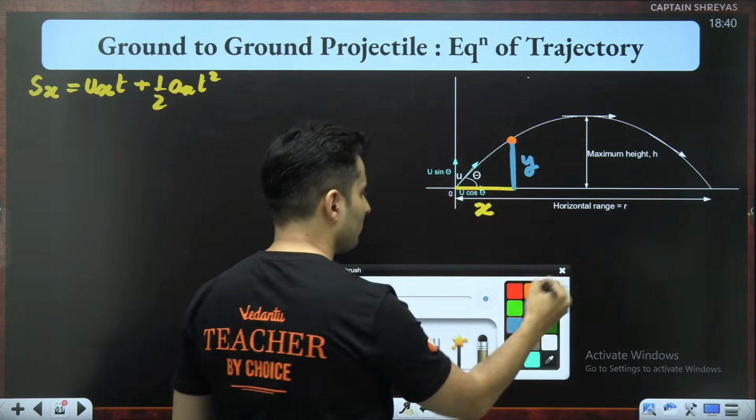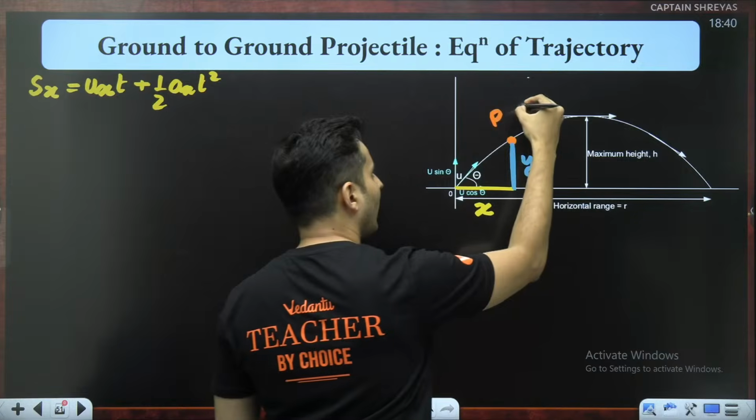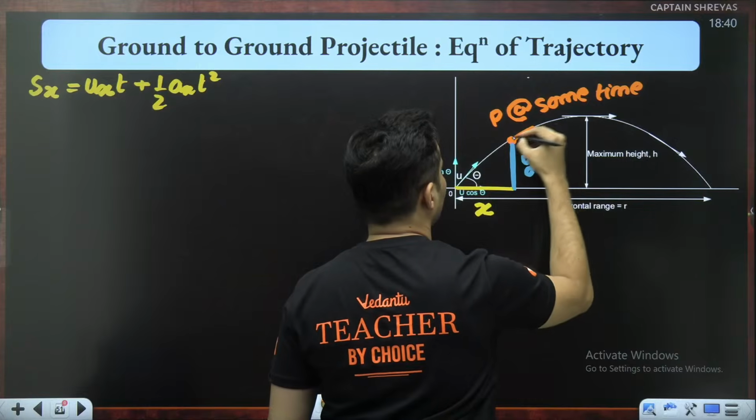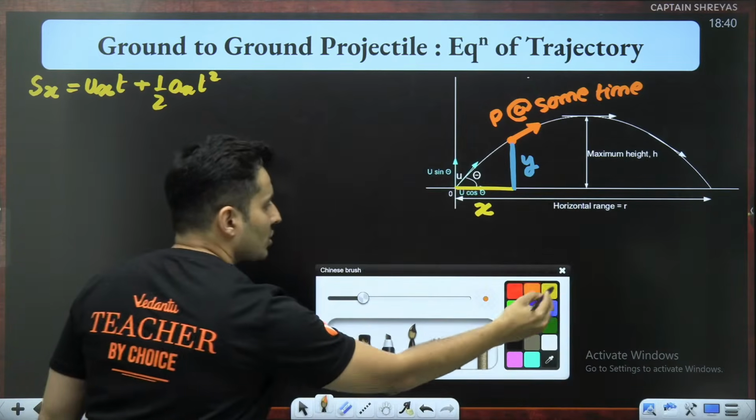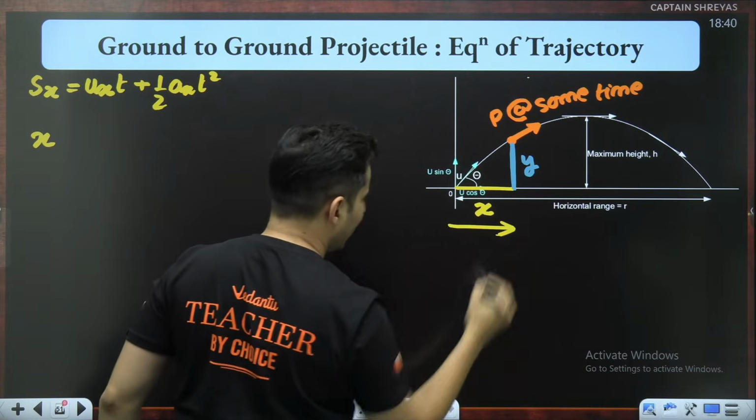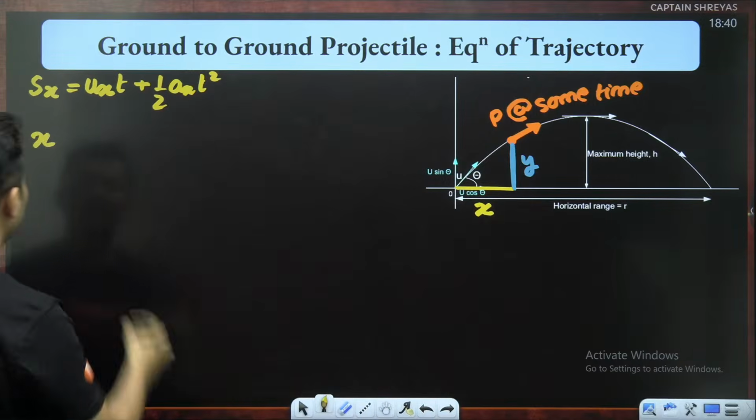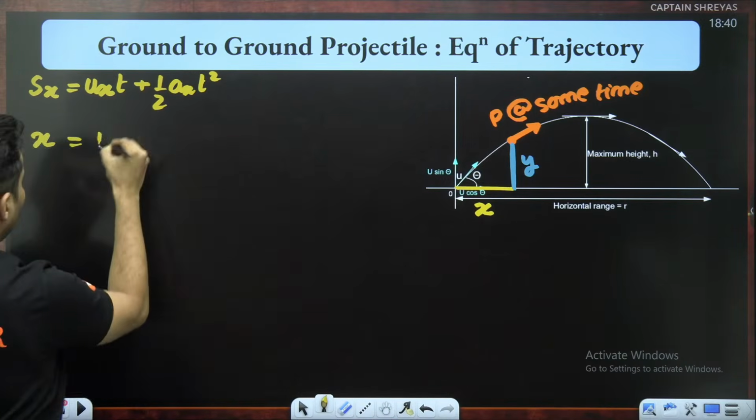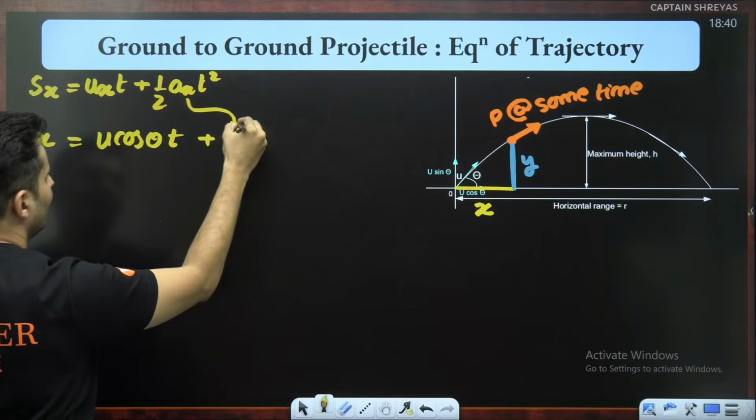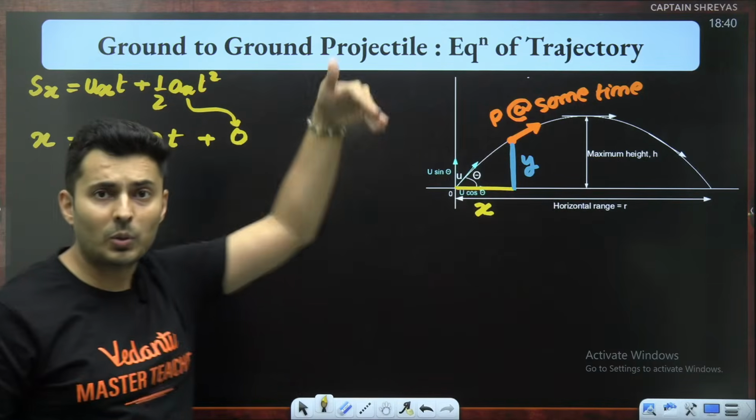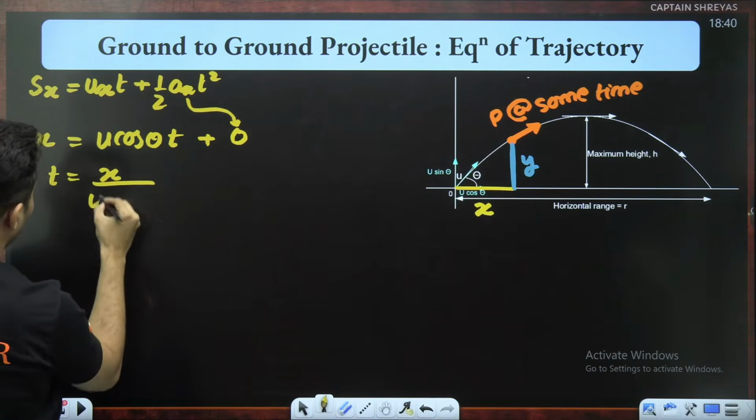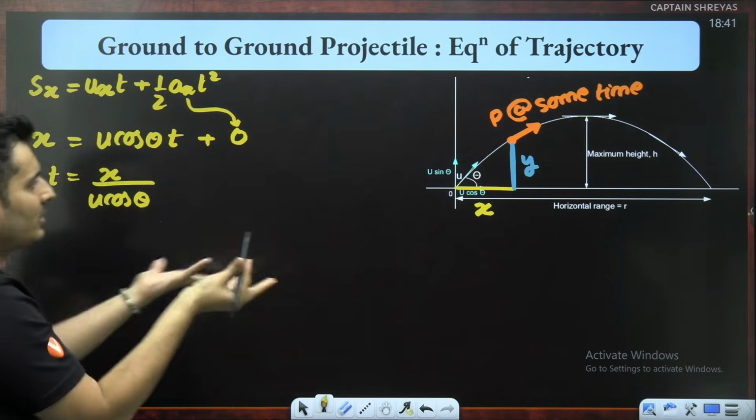Okay. So that point, at some time instant while it is going on. What is the x coordinate? It will be the x displacement. However much I have moved in x, that is the x coordinate and the x displacement. Initial velocity in x is u cos theta. Time is t. Acceleration is 0. Remember that? Acceleration in the horizontal direction is not there, only in the vertical. So from this I get time as x divided by u cos theta, which I will substitute later.